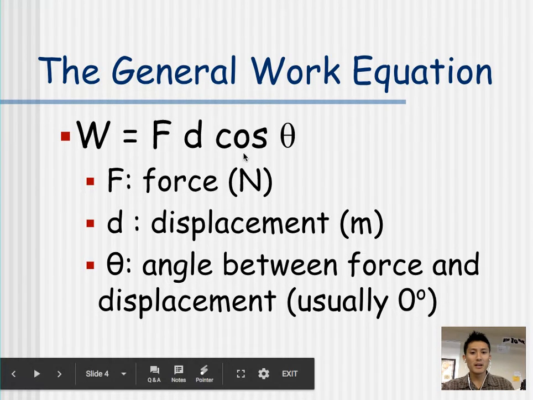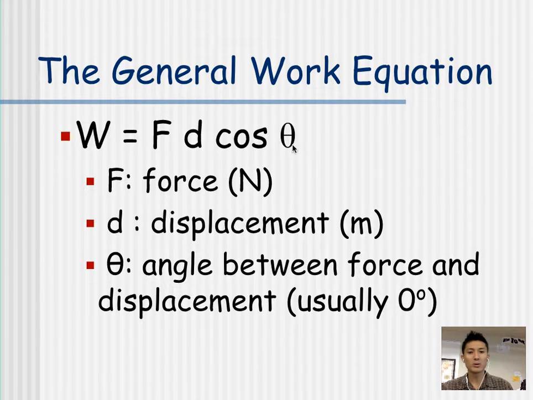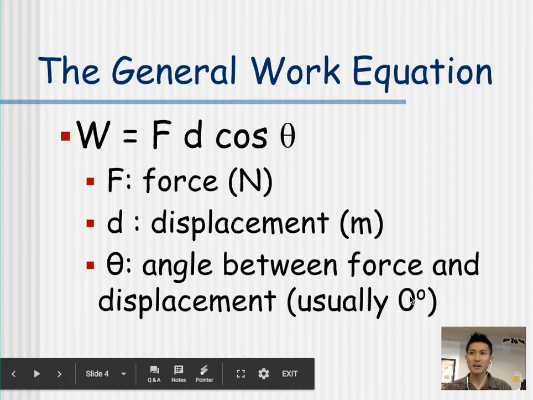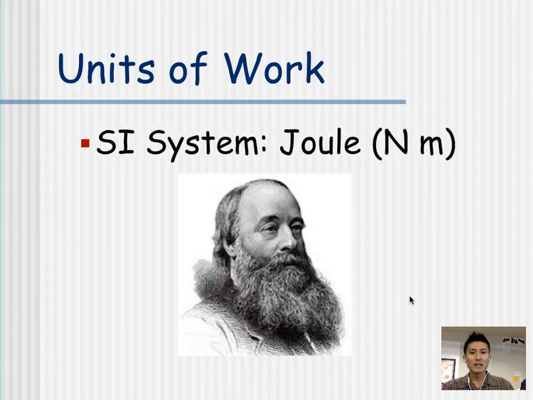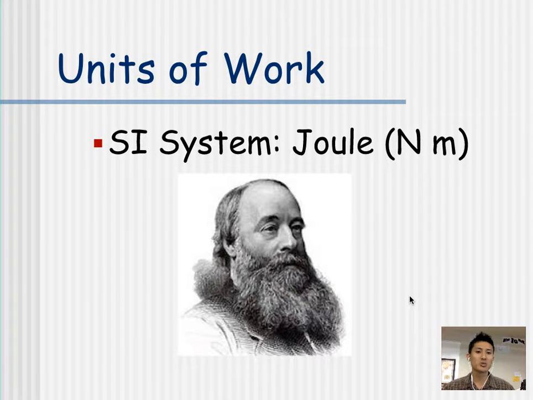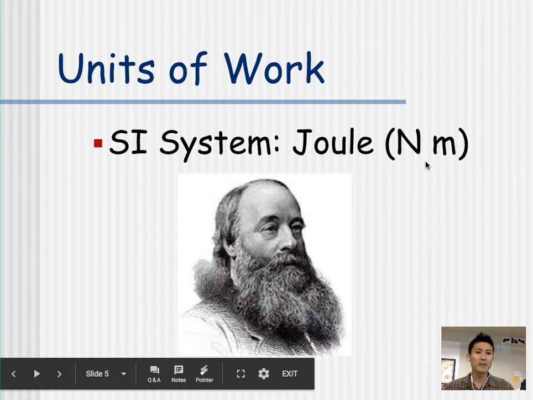And of course, sometimes this exertion of work can be at a diagonal, and so we're going to take the cosine of the angle between the force and the displacement. Usually it's going to be on a flat surface for our cases, so it's 0 degrees, but it could be at an angle. And so the unit for work is the joule, which is Newton times meter.